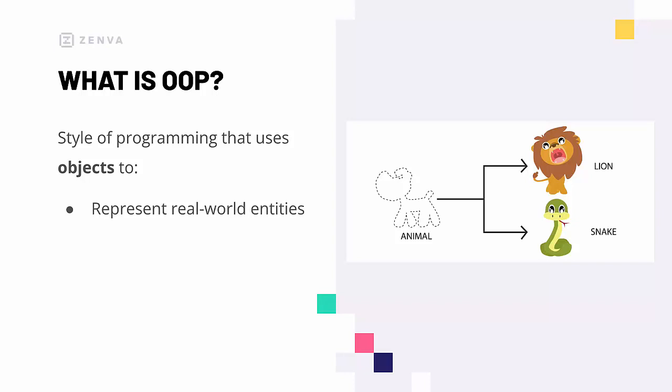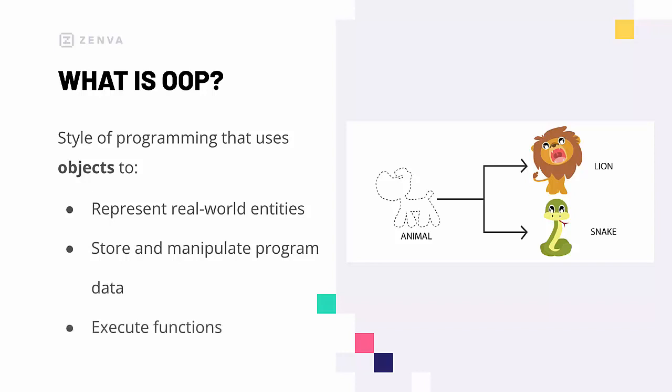Real-world entities often have state and behavior, and that's what we're trying to model in our objects. We use these objects to store and manipulate data within a program, as well as to execute functions. By this point, you should be familiar with the concept of using variables to store program data and using functions to run functionality and to manipulate that data in some way. Well, objects do exactly the same thing. The difference is that we store these variables and these functions inside of objects.